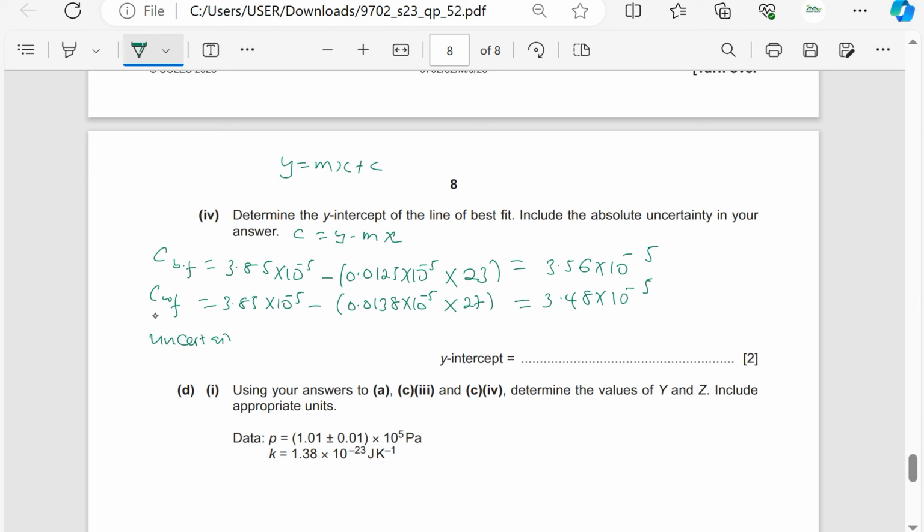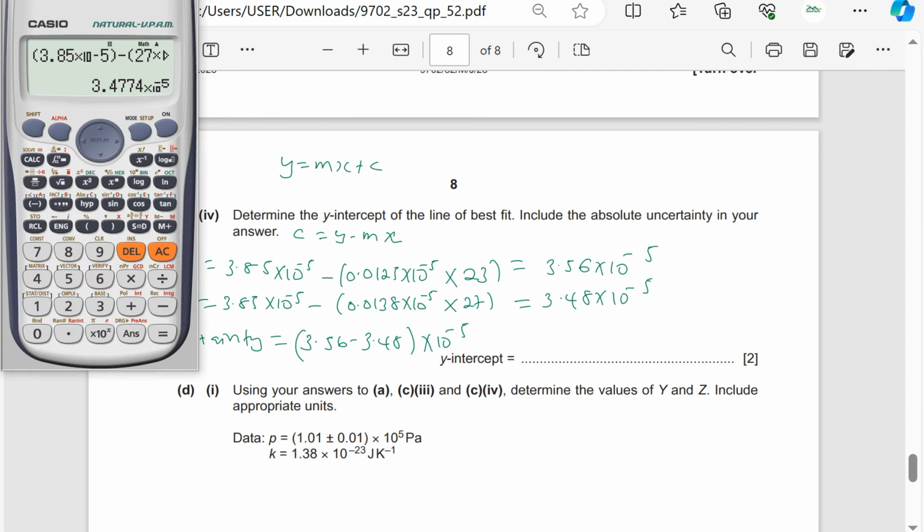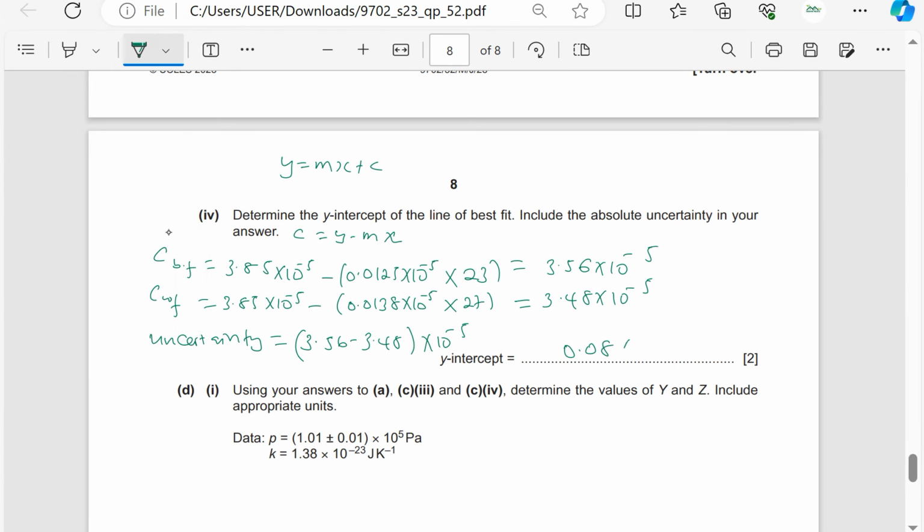The uncertainty here is going to be the difference. That would be 3.56 minus 3.48, of course, times 10 to the power of minus 5. So I'll say 3.56 minus 3.48, which is 0.08. 0.08 times 10 to the power of minus 5, or you could write 8 times 10 to the power of minus 7.